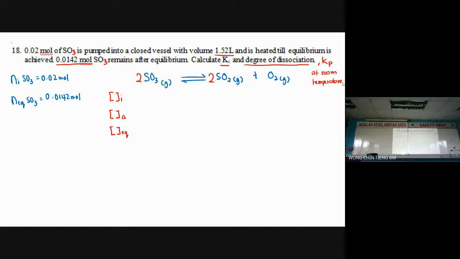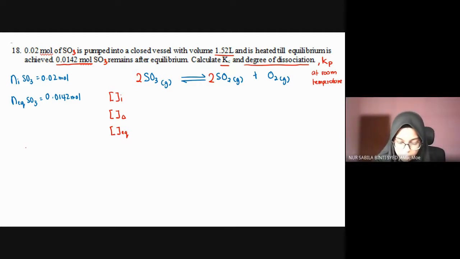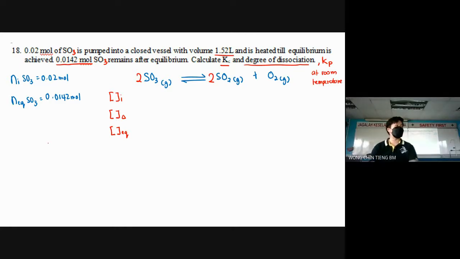KC is from 10%. So I got 10.94. Got 10.94. Okay. Sabila, what is your KC? 6.37653 times 10 to the power negative 4. 6 point something times 10 to the power of negative 4? Sabila said.